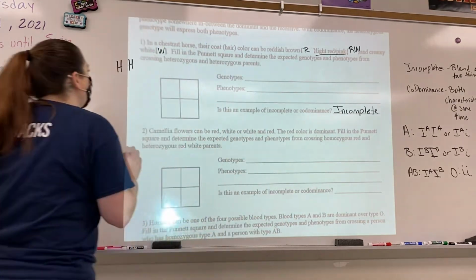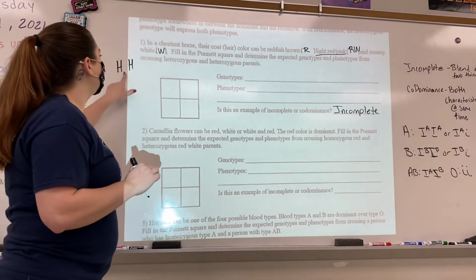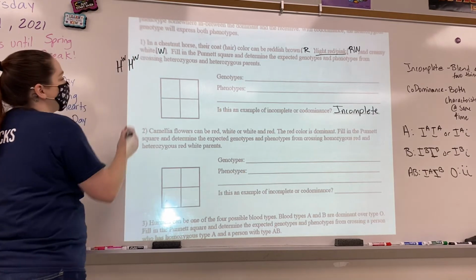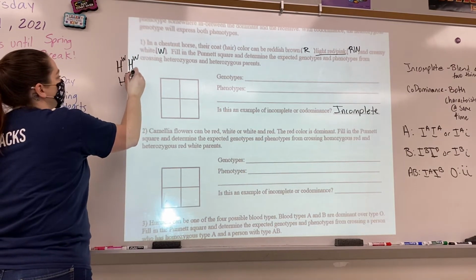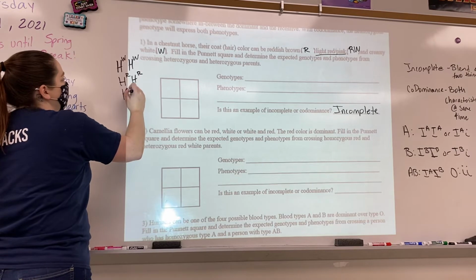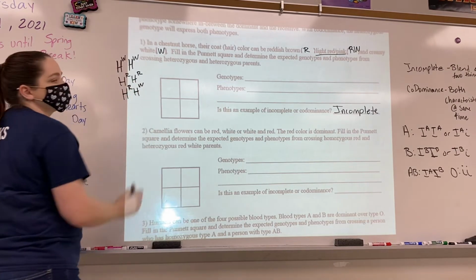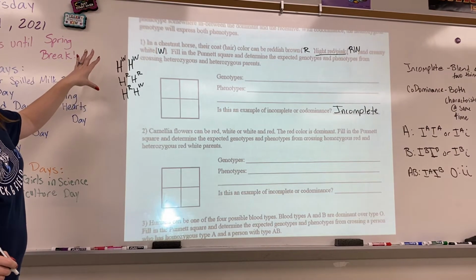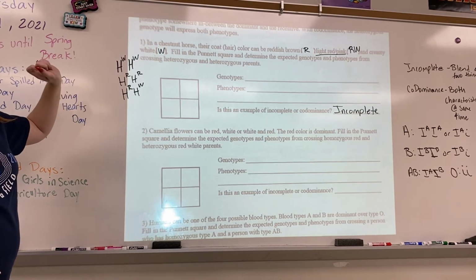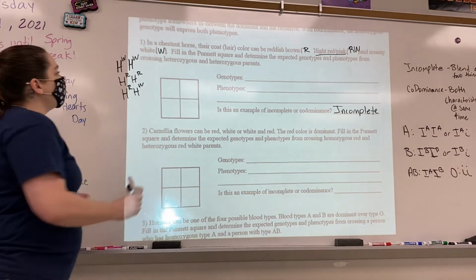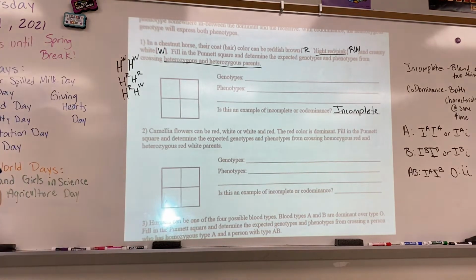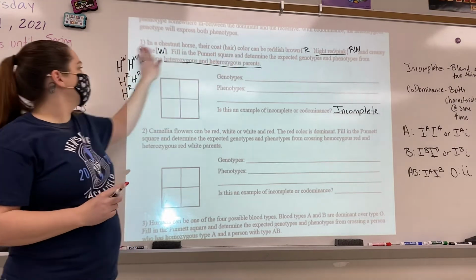Okay, so you could have used the H for hair color, and it would be that for white, this for red, and then your pink would be this. So either one. You could either do this, or you could just use the letters. Okay? So if we have two heterozygous parents, what are the genotypes of our parents? If we're just using the letters, don't use these.